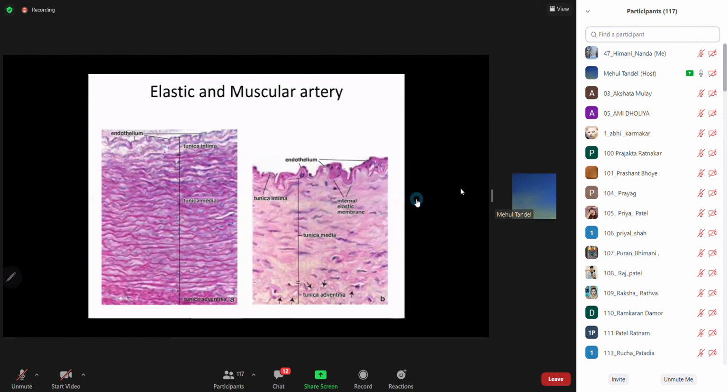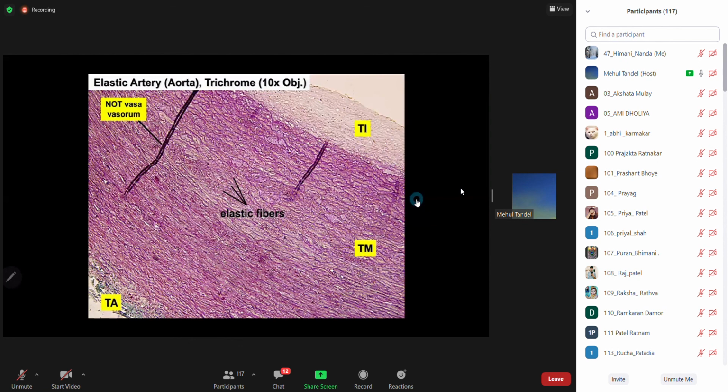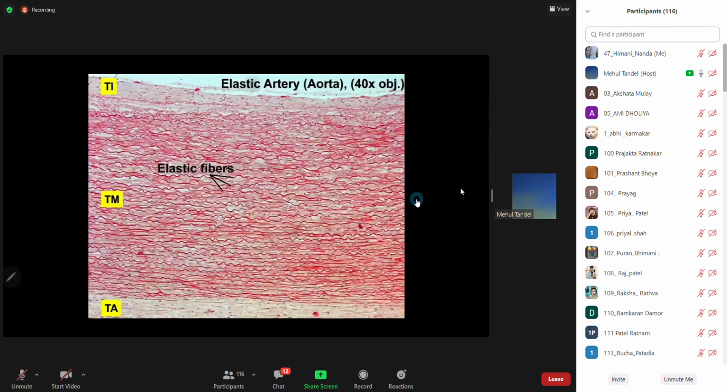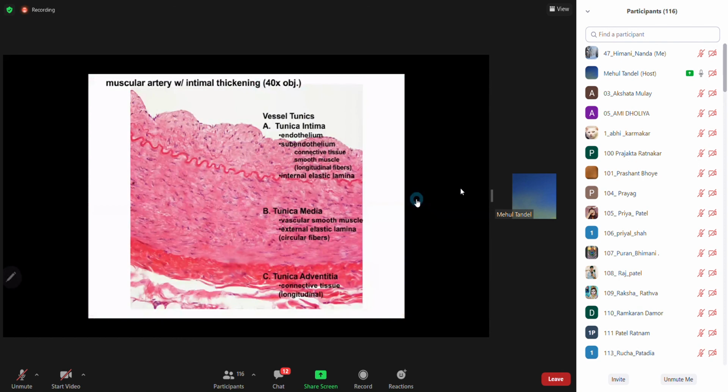The same thing you can see. This is an elastic artery, this is a muscular artery. In the elastic artery, elastic fibers are more in number. These lamina are not clearly visible. You can see the lamina are not clear, internal and external. The tunica media has more elastic fiber. Similarly, the lamina is not clear. Elastic fibers are more in the tunica media. See, this is a muscular artery. Smooth muscle is more, and the lamina is very clear.